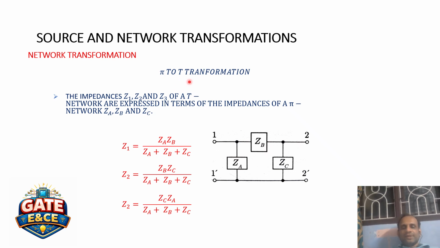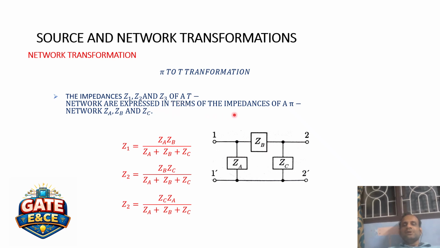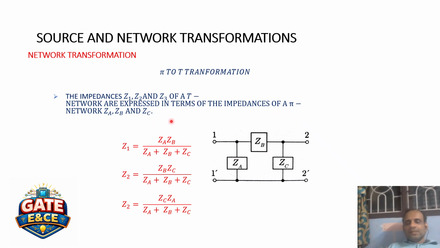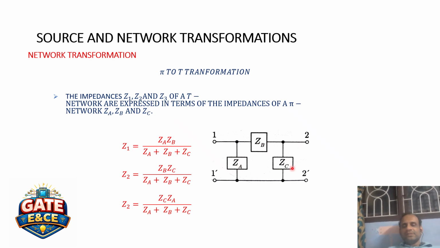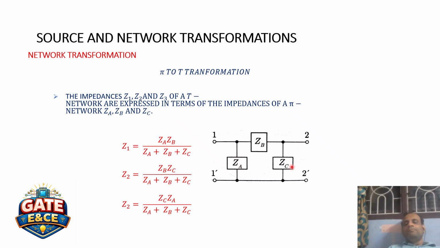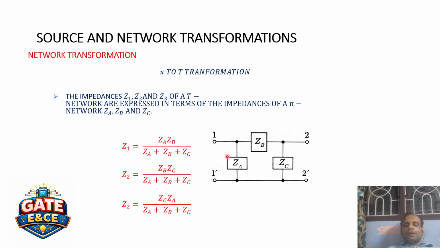Pi to T transformation. The impedances Z1, Z2 and Z3 of a T network are expressed in terms of the impedances of a pi network ZA, ZB and ZC. So here you can see ZA, ZB, ZC are impedances of the pi network. This is in pi form. So how to find Z1? Z1 is the first impedance in the T network.